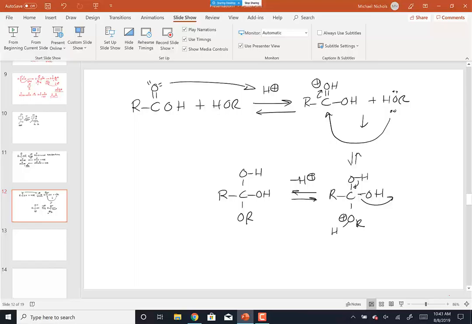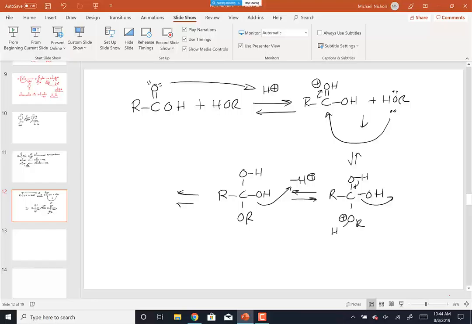Now, I'm going to use it as a leaving group here in a minute, but it is not a good leaving group. What's a better leaving group? Or how do I make it leave? Protonate it. So I've got to lose the proton off the OR so that now I can take that proton and protonate that OH.